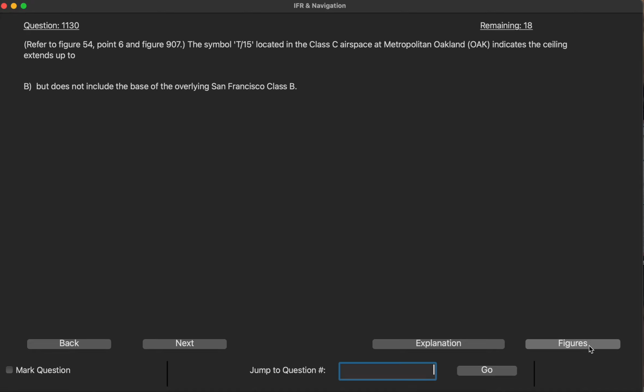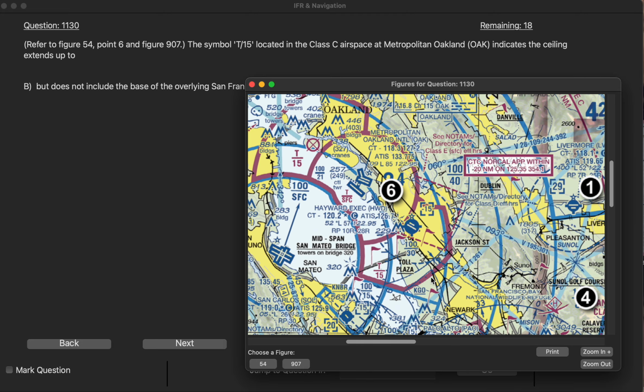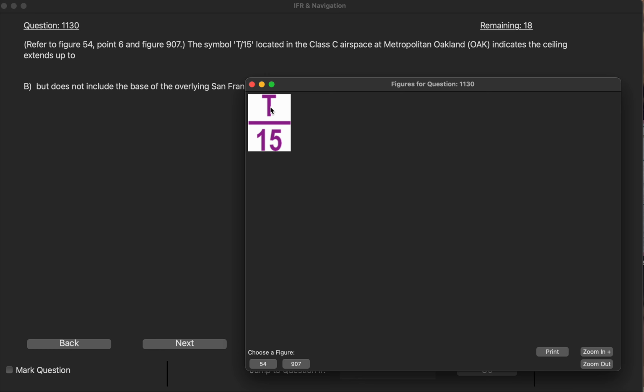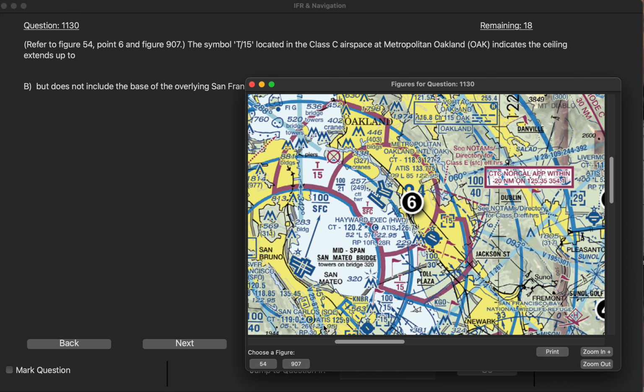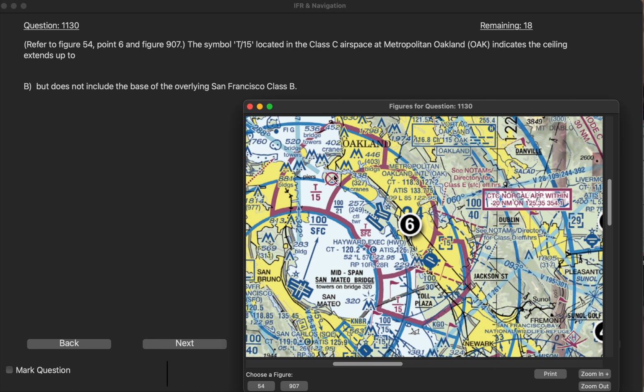Refer to figure 54. Point 6. Here's point 6. And the figure 907, which is right here in this figure. The T/15 located in the Class C airspace at Metropolitan Oakland indicates the ceiling extends up to, but does not include, the base of the overflying San Francisco Class B.